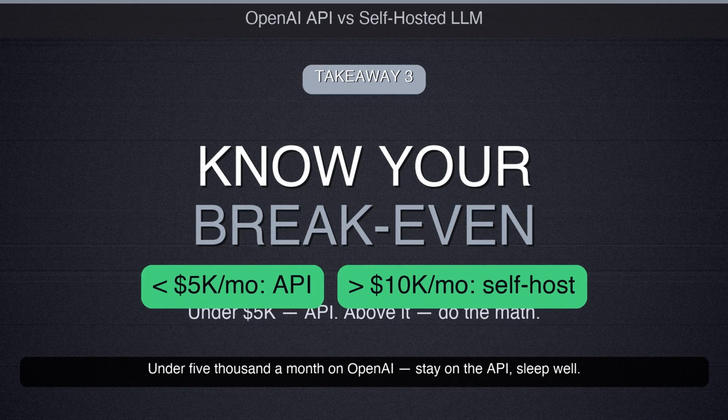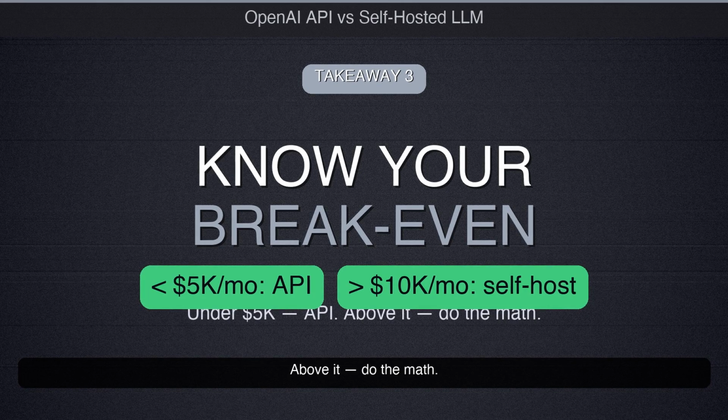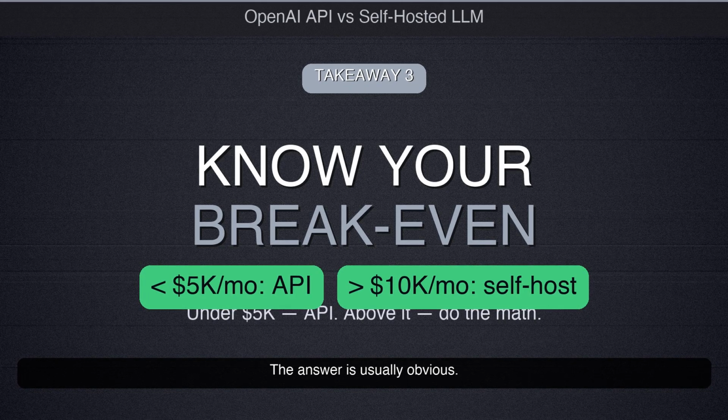Scaling AI isn't just about throwing more money at the problem. If your bill is under $5,000, sleep well. Above it, do the math. The answer is usually obvious.